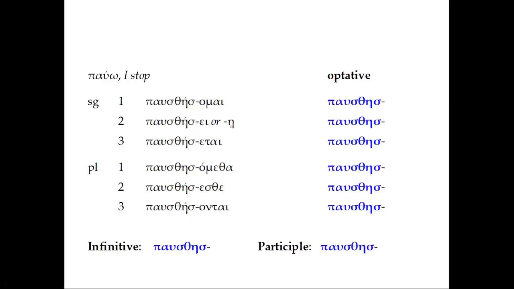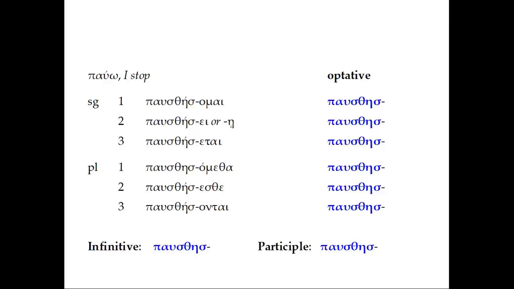We do have to look at a couple other things for the future passive. We need to look at the optative, the infinitive, and the participle. Once again, we're going to start with our future passive stem, which is that Pausthēs with the sigma. We're going to plug that in. And just as we saw before in the indicative, where we have basically present middle passive endings, we're going to do the same thing here.